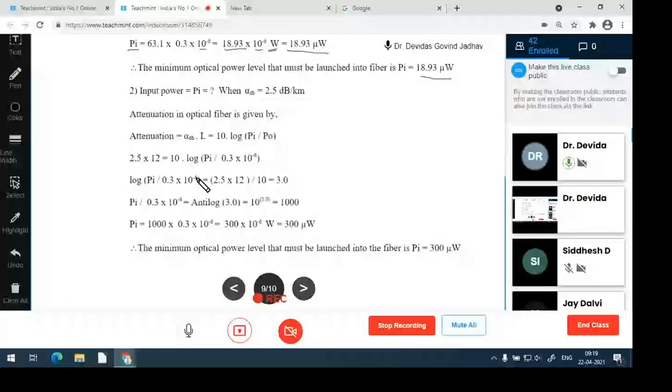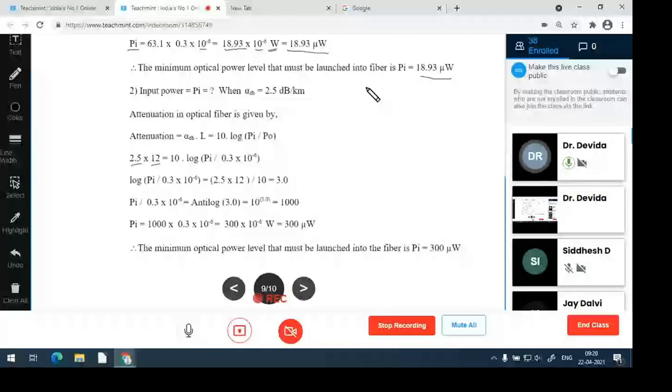Same problem, same formula, same process. We just have to change alpha dB from 1.5. Now the same is repeated. Attenuation in the optical fiber is given by attenuation equal to alpha dB into L, 10 log Pi upon Po. Alpha dB is given 2.5 instead of 1.5. Then the fiber length is 12 kilometer. 10 log Pi upon Po, with Po as 0.3 into 10 raised to minus 6.